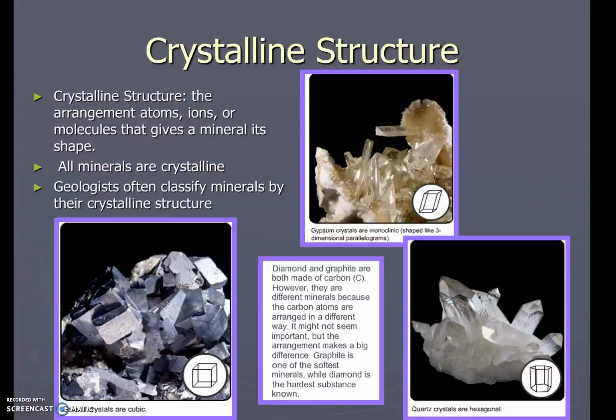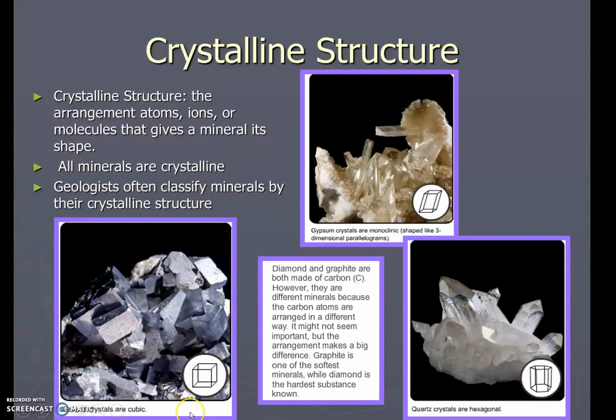For example, the crystalline structure of these different minerals gives them their shape. The crystalline structure is the arrangement of the atoms, ions, and molecules that give a mineral its shape. All minerals have a crystalline structure. Some crystalline structures are easier to see than others. Crystalline structure is an easy way that geologists often use to classify minerals.